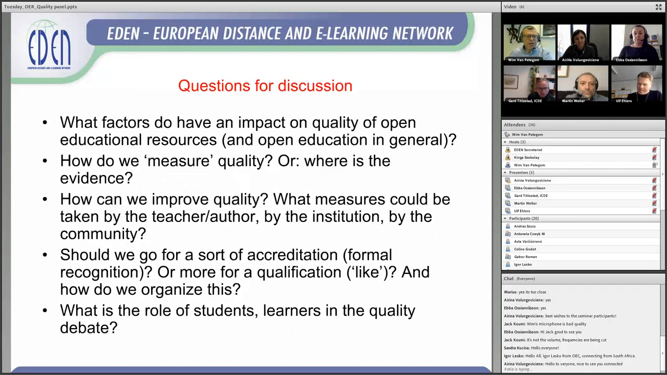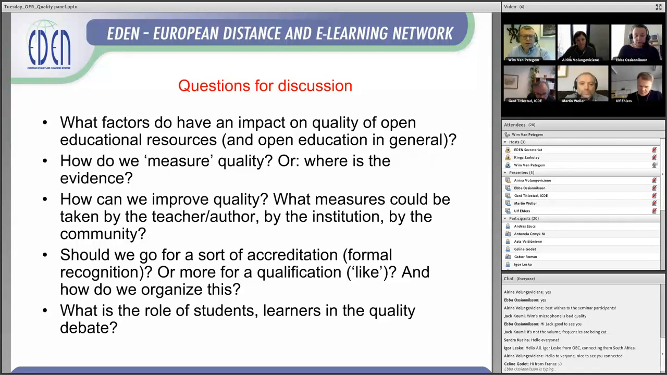Together, we prepared this seminar around the following questions. When talking about challenges for quality of open educational resources, we thought that the first question could be: what are the factors that have an impact on the quality of open educational resources and open education in general? So we will start off the webinar with this question. Then we will dwell on the idea of how do we measure quality. If we know the factors, how can we find evidence of quality for open educational resources? Third question is the more challenging one. How can we improve quality of open educational resources? And what are the measures that could be taken by the stakeholders involved, the teachers, the institutions, and the community in general? Maybe the European community.